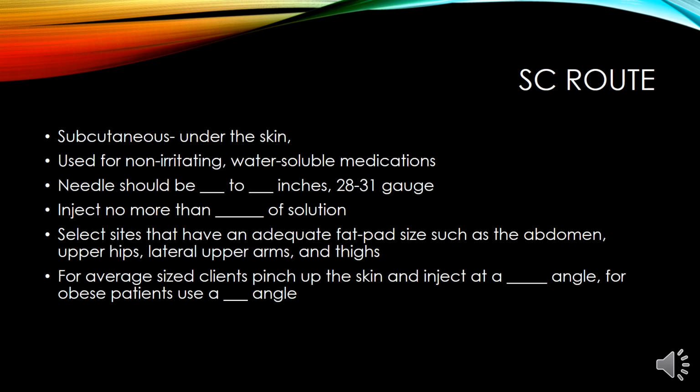You need to select sites that have an adequate fat pad size, such as the abdomen, upper hips, lateral upper arms, and the thighs. For average size clients, pinch up the skin and inject at a 45 to 90 degree angle, and then for obese patients, inject these at a 90 degree angle.